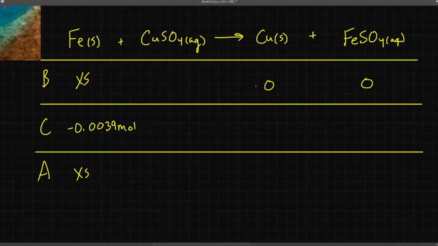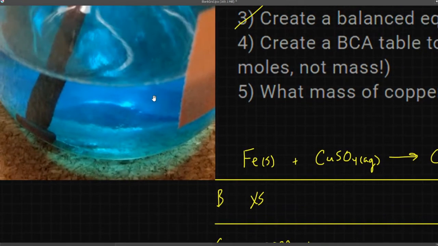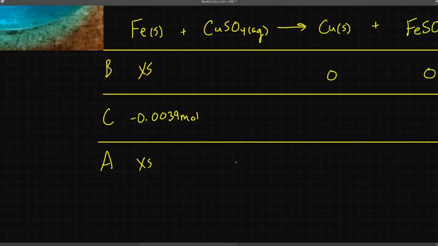So the copper sulfate's the tricky one, because I don't actually know how much copper sulfate we had. Remember, the copper sulfate's the blue stuff in the solution. When the reaction is done, it's all gone. The solution isn't blue anymore. So I'm pretty sure we end up where we've used up all of the copper sulfate.